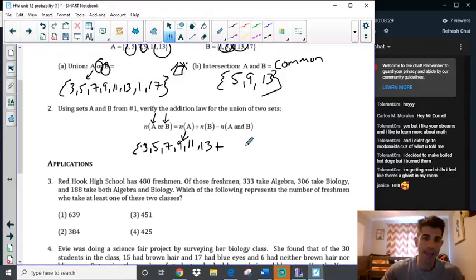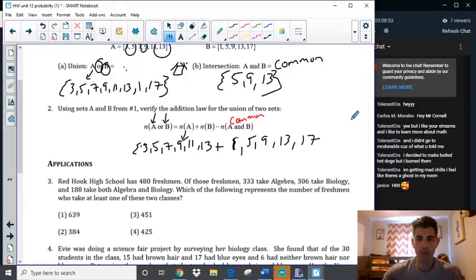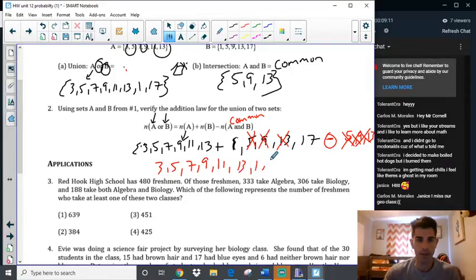And then you're going to add it to who's in B, which I cannot see, which is 1, 5, 9, 13, and 17. Okay, so this is everyone. And then you're going to subtract out, again, this is saying who's in common. So who's in common, we said was 5, 9, and 13. So if you cross off 5, cross off a 9, and cross off a 13, because you're subtracting them out, this is what's left: 3, 5, 7, 9, 11, 13, 1, and 17.